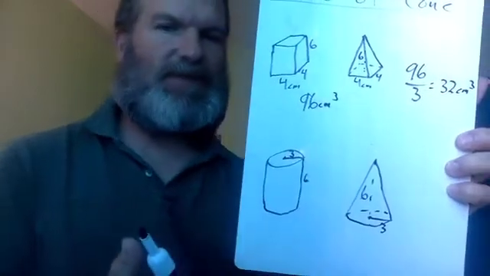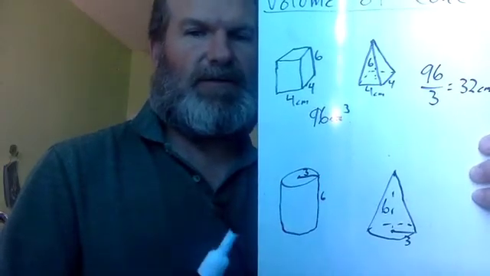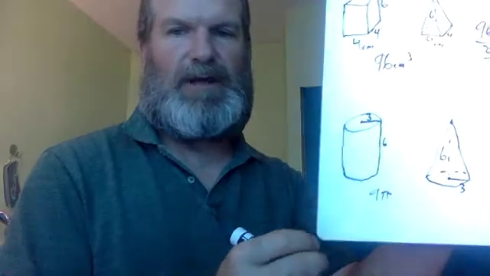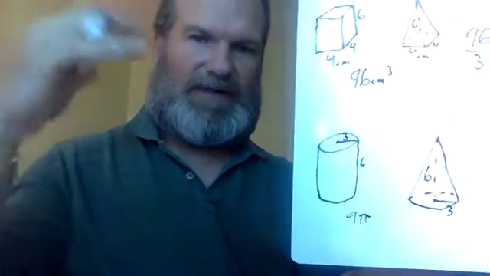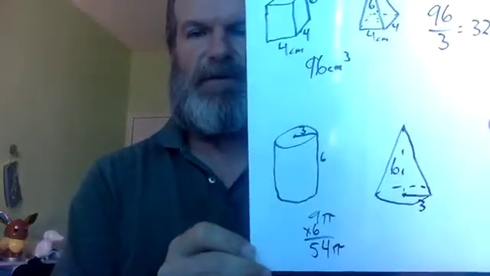So what is the volume of this cylinder? Well, it's the area of the base, which is a circle, and the area of a circle is pi r squared. So you square the radius, r squared. You get 9 pi for the area of your base, and you have 6 layers of that. 6 layers of 9 pi is 54 pi. So the volume of that cylinder is 54 pi.